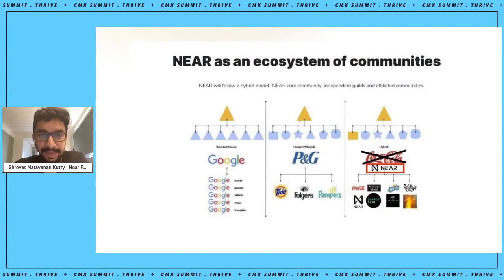So yeah, as I was saying, this is truly the site that we're looking at in terms of communities and how we're viewing communities as an ecosystem of communities, right? So we are truly following a hybrid model where we, as the Near Foundation, will have our own Near core communities, but there will be independent guilds and affiliated communities that we are supporting and will continue to support.